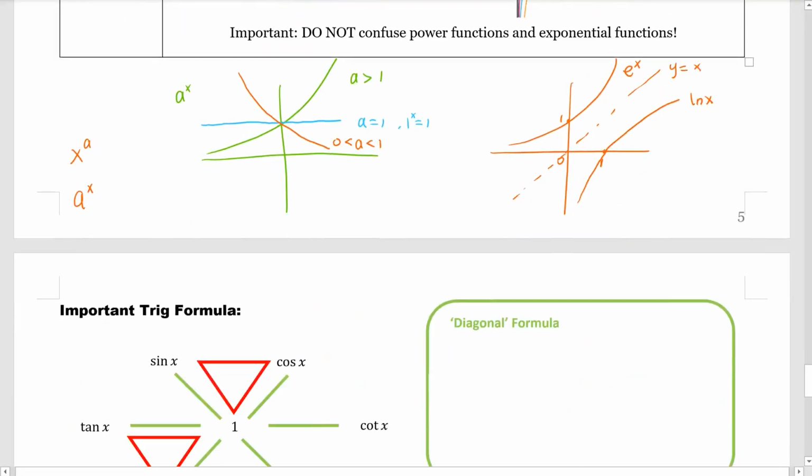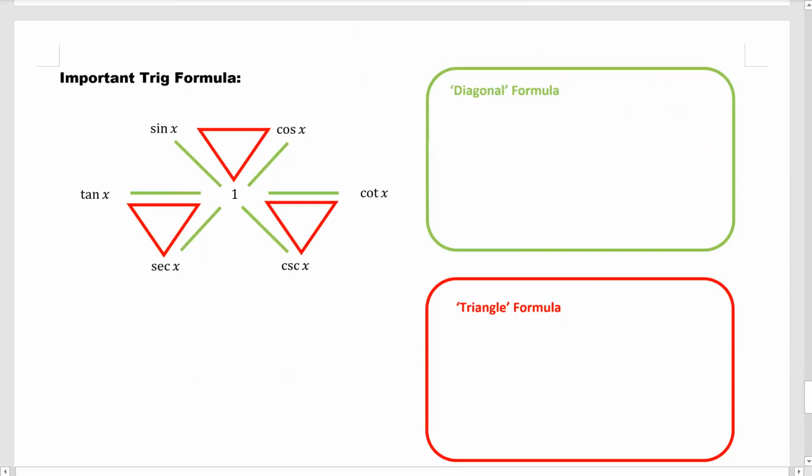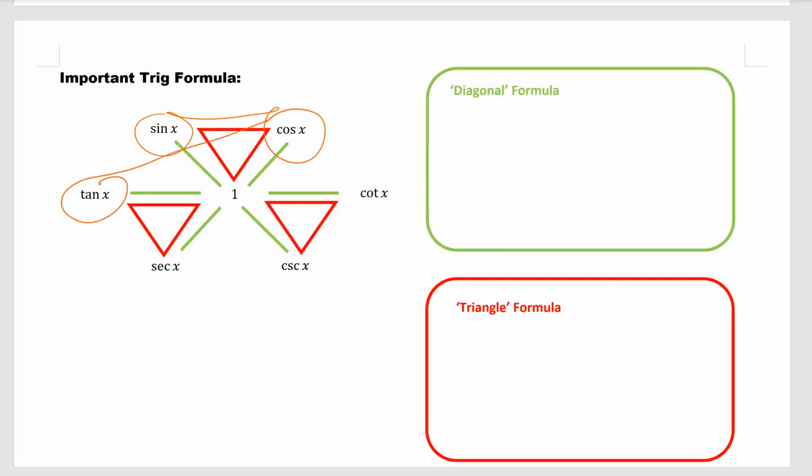Alright, let's continue. Okay, so here is the trick how to memorize the trig formulas. Okay, so can you see this hexagon? The way we write it is just the natural way we pronounce the 6 trig functions. We have sine, cosine, tangent, cotangent, secant, cosecant. So just write them down. They are the vertices of the hexagon. And then you put 1 in the middle.